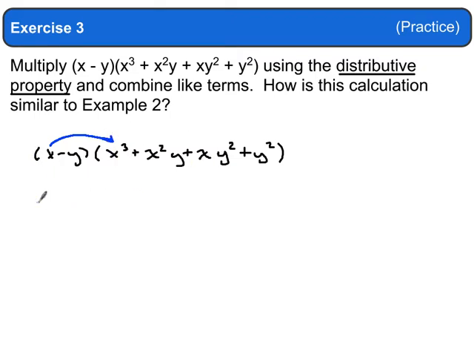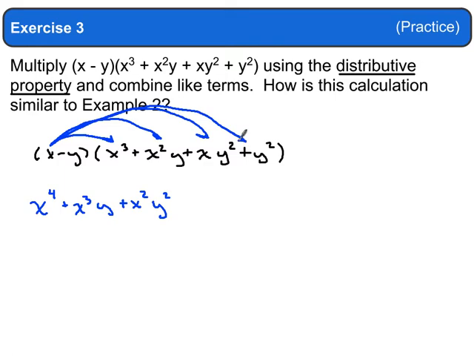So x times x to the third is x to the fourth. And if we do this again, we'll go to here. And so this will become plus x to the third with a y. We'll distribute again. So that'll become plus x squared with a y squared. And then if we multiply this one to here, we're going to get plus x y squared. Now then we're going to switch over to this one.